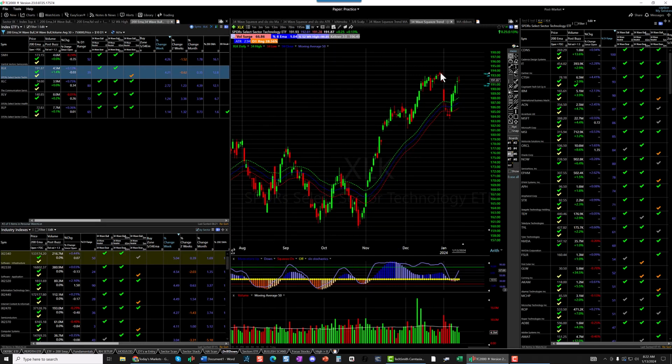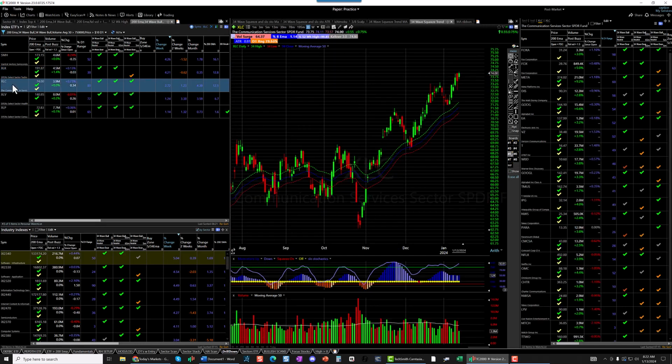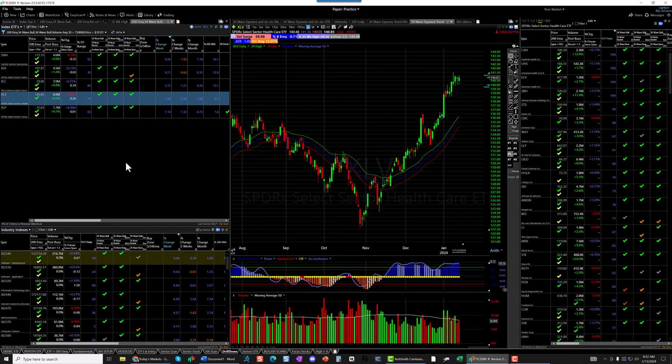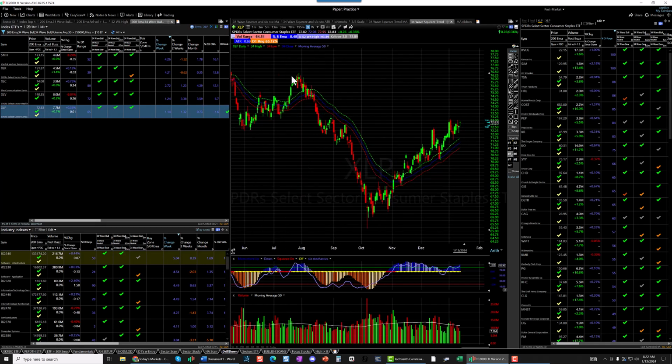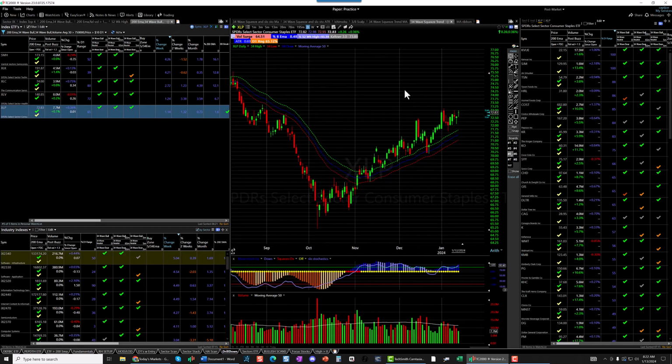It's near a breakout, so it would be something that I would consider. XLC looks excellent. Looks like it's near a breakout also. XLV, it's regaining its strength and it's moving higher. And also XLP. XLP looks okay, but you can see that XLP is far off the highs.